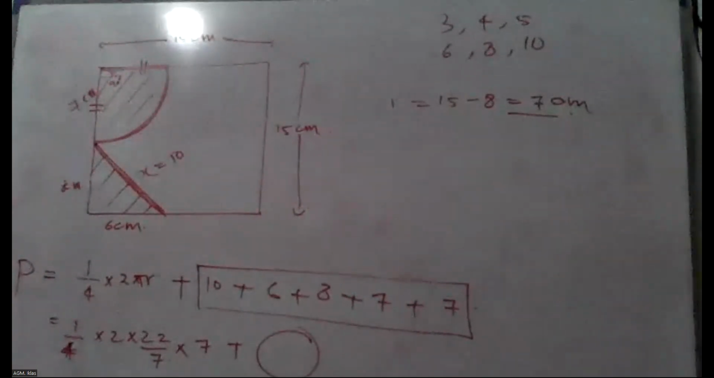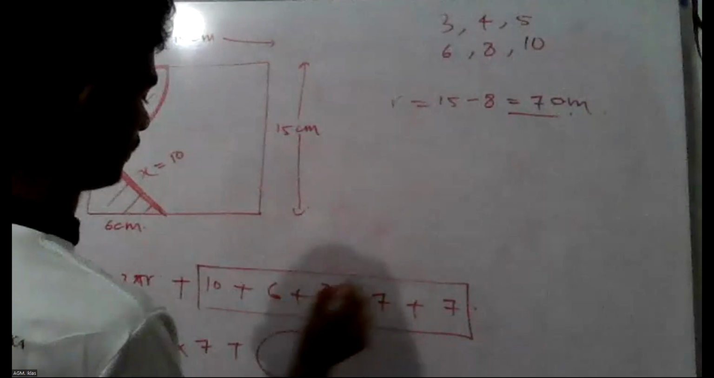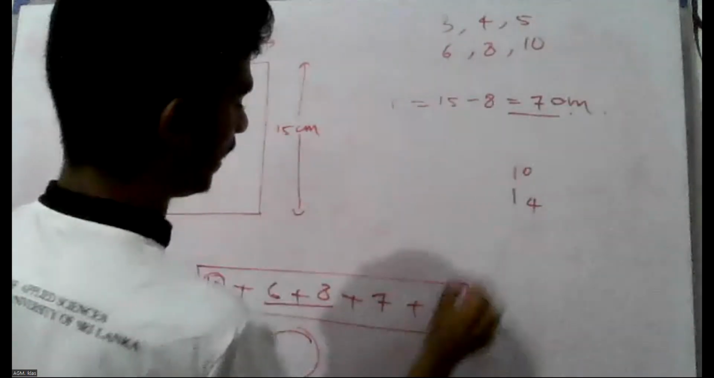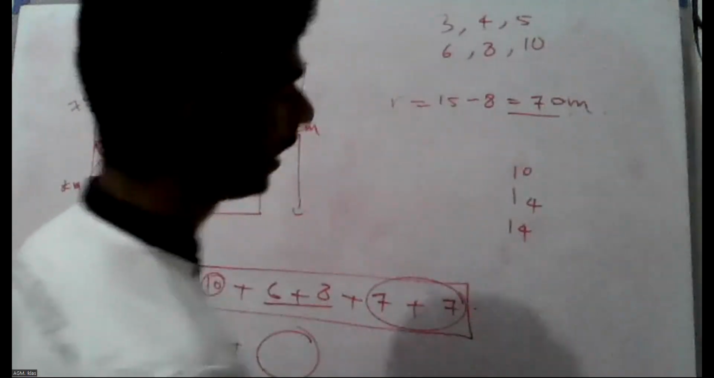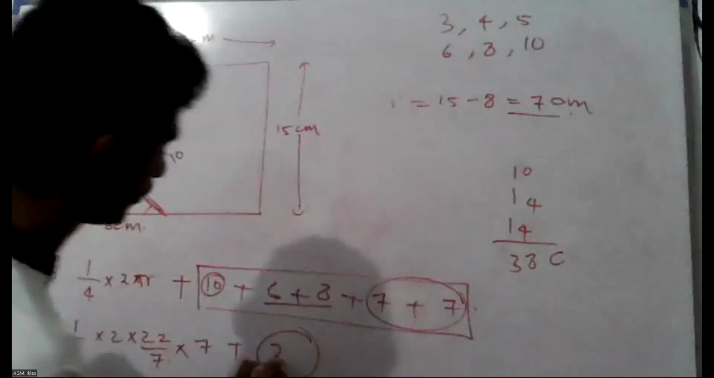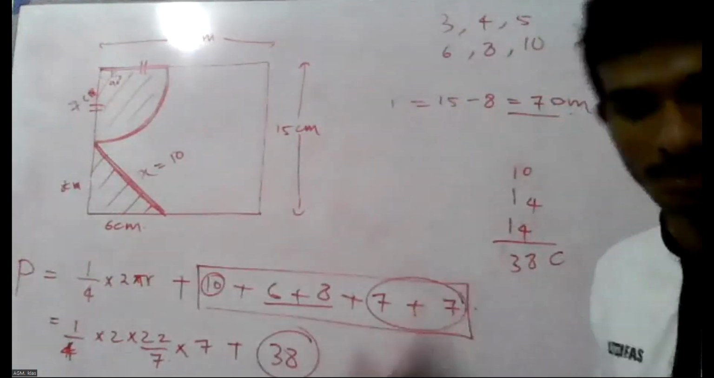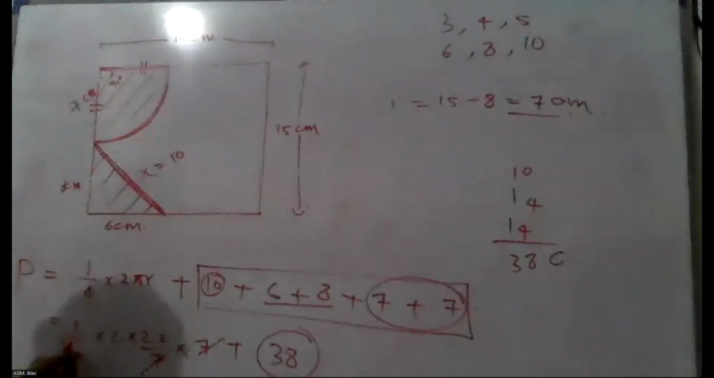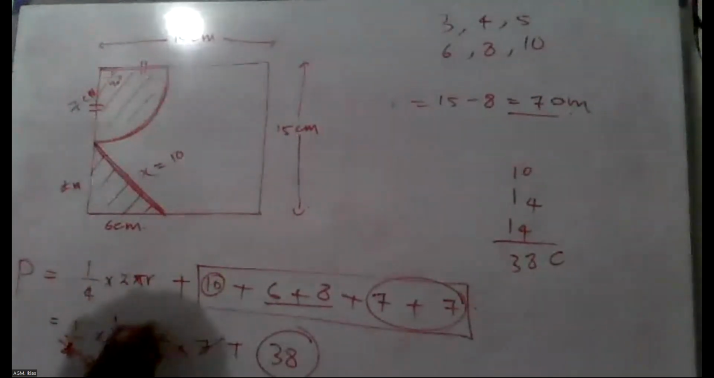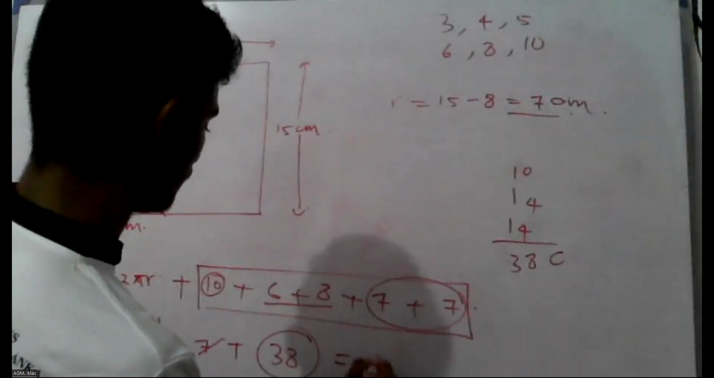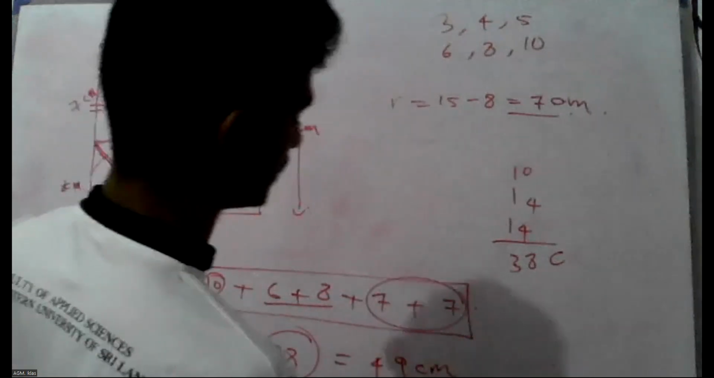Okay, now tell me. Here 10, 10, here 6 plus 8 is 14. Again, this is also 14, 28, 30. 8, 30. So 38. So here I am going to put 38. When you add, people tend to make mistakes in addition and subtraction, so you need to be very careful. Now I can eliminate this 7 and this 7. So here 2, here 1, again 1, 11. So 11 plus 38 is equal to 49 centimeter. So that is the answer.